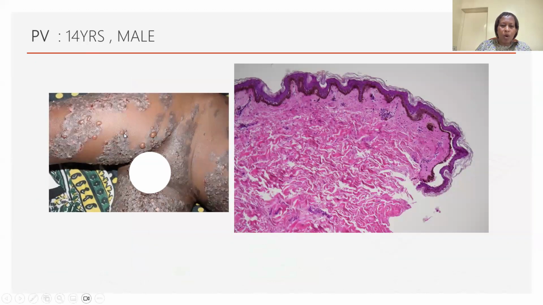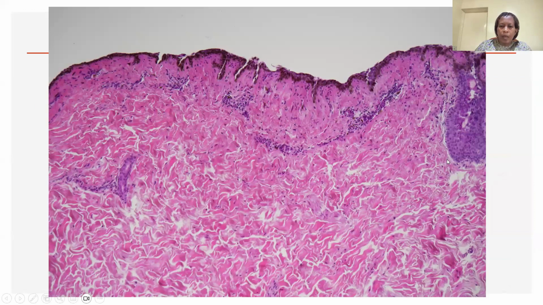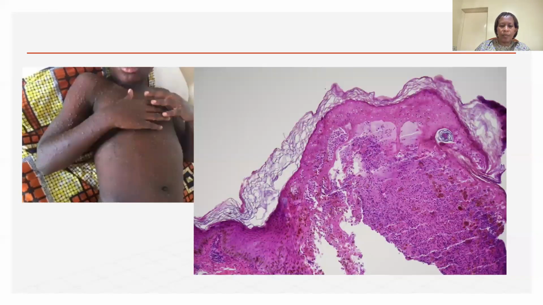Now again, a boy of 14 years with vesicles and bullae on the thighs. Here, the mucous membranes were affected. A biopsy just showed suprabasal cleft in this section. Here we have a classical tombstone, which made us confirm pemphigus vulgaris in a 14-year-old male patient. And it has been managed accordingly.